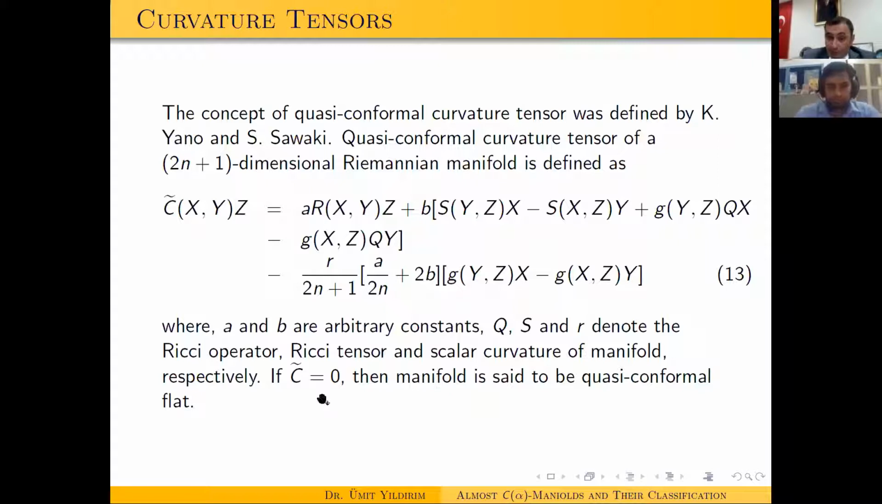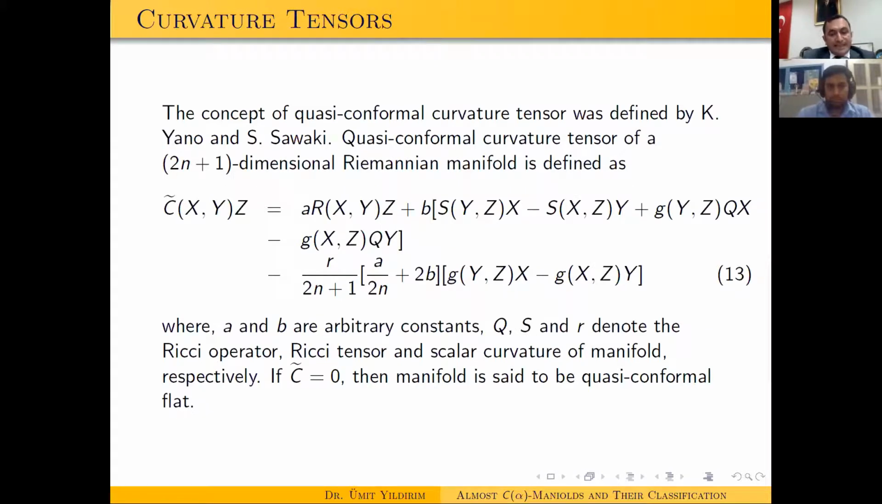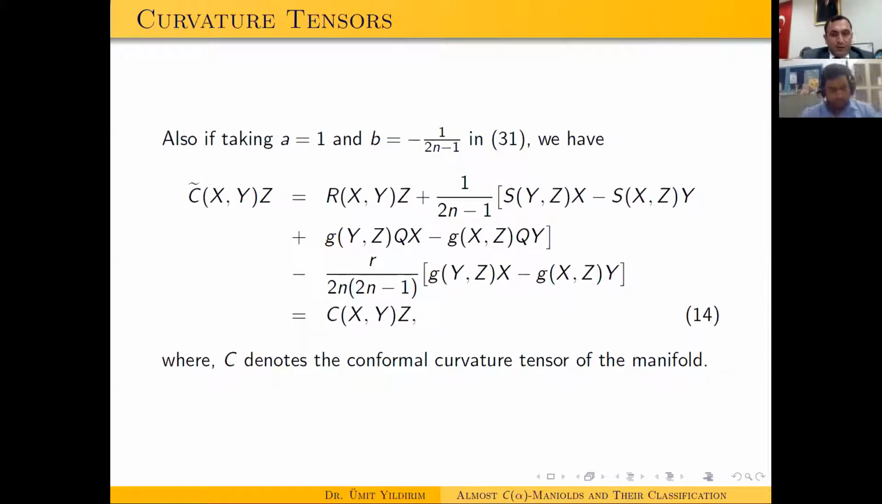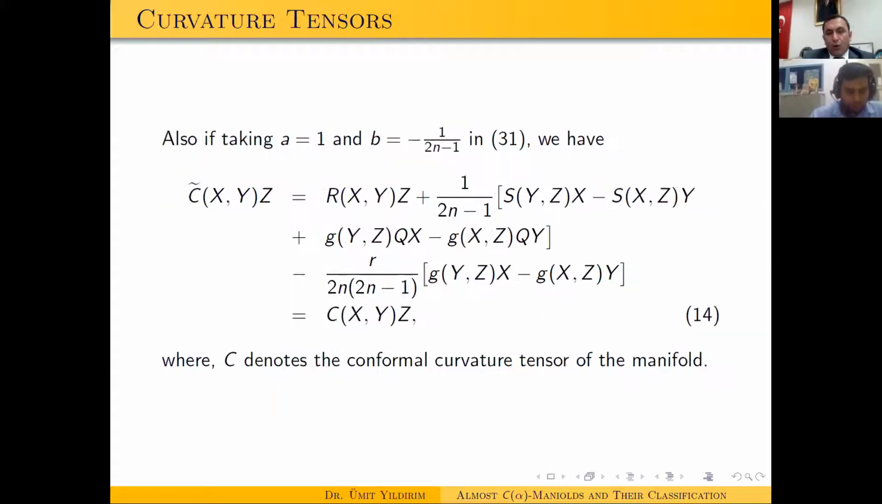This is important. If S tilde equals 0, then the manifold is said to be quasi-conformal flat. Similarly, this tensor is called the conformal curvature tensor. If C equals 0, then the manifold is said to be conformal flat.